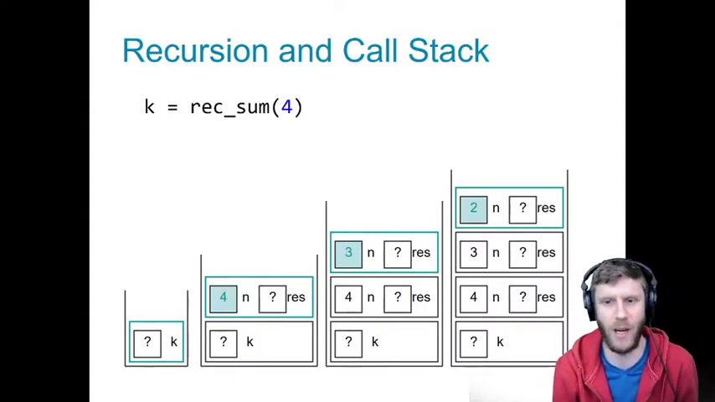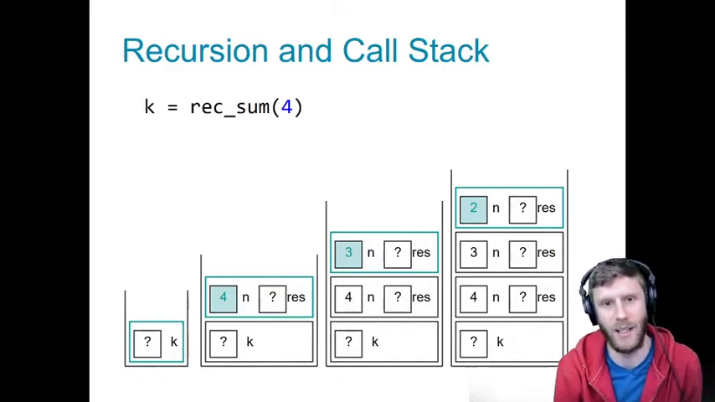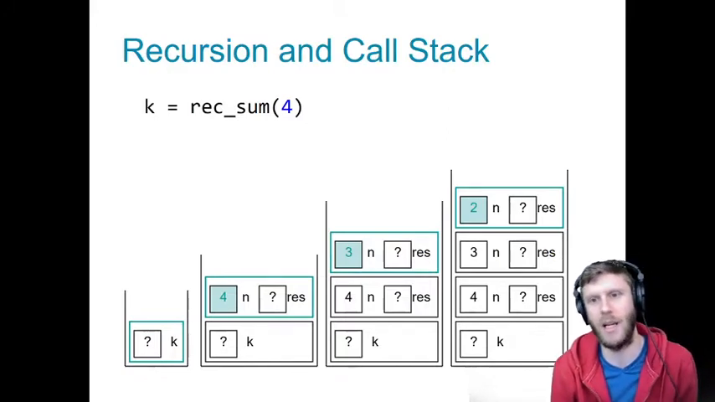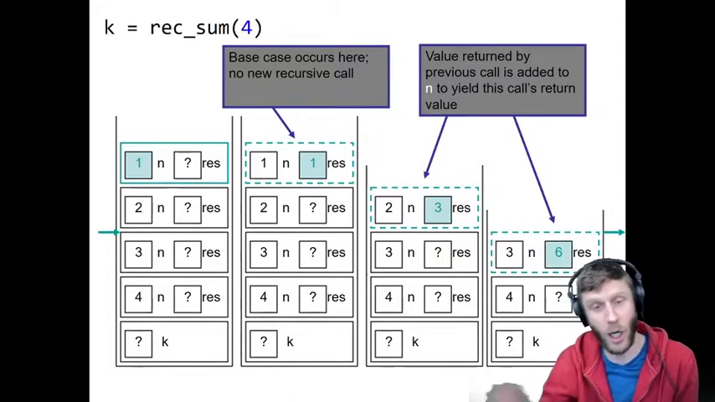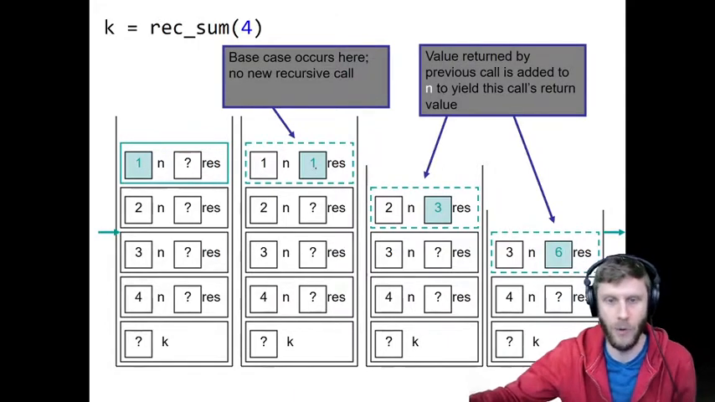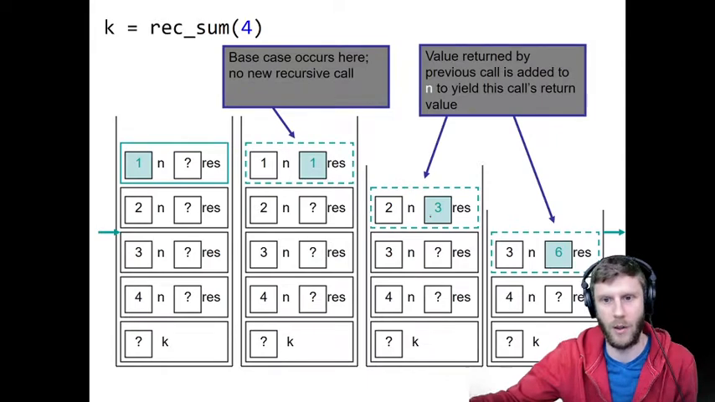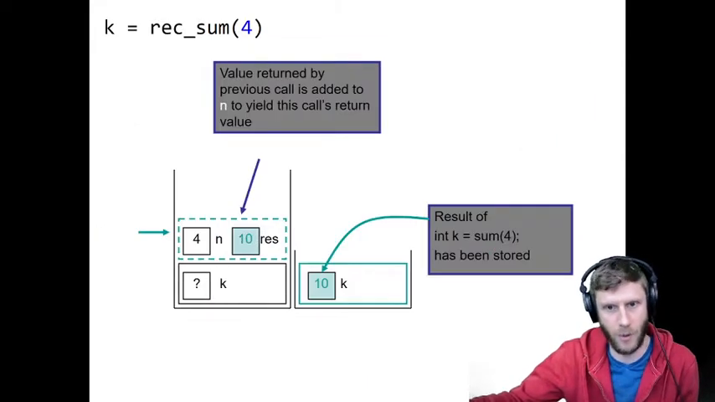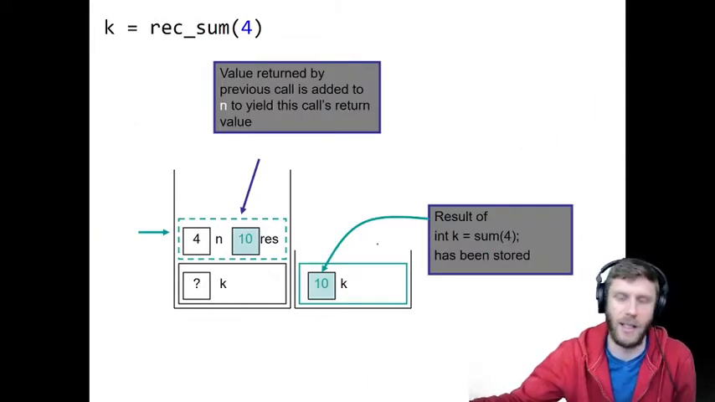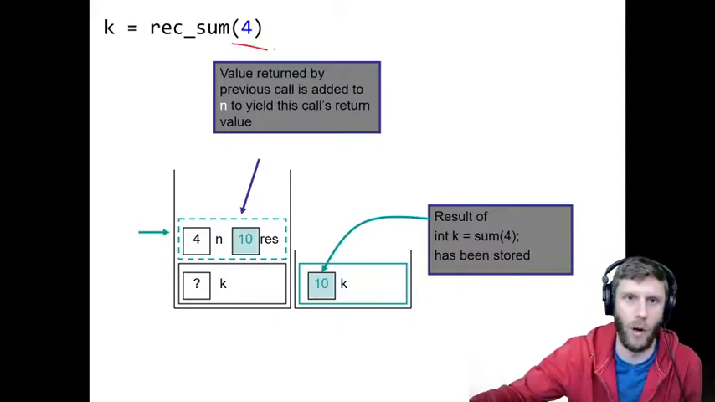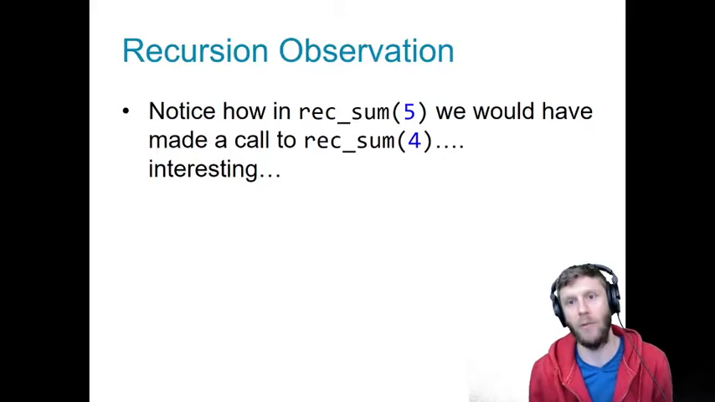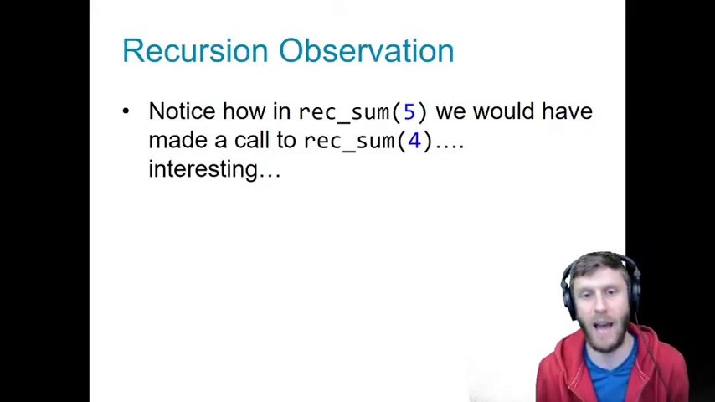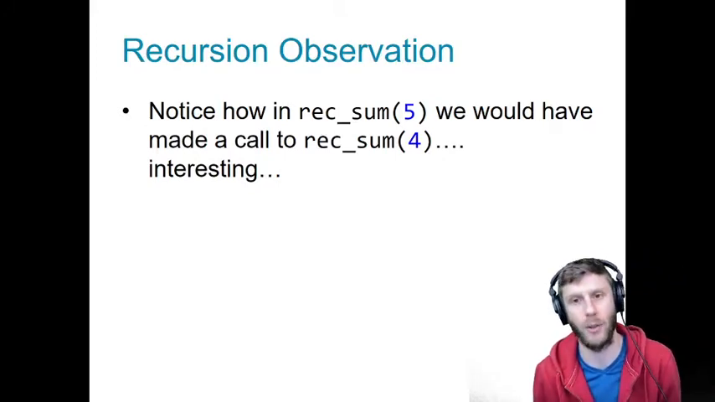If we did it this way, here's another view of it. We push the 4, then the 3, then the 2, then the 1, but then we now know what to return. We know the return value, and then the next, and the next, and then it's 10 here, because this was rec sum 4, not 5 anymore. Now, notice how rec sum 5 would have made a call to rec sum 4.